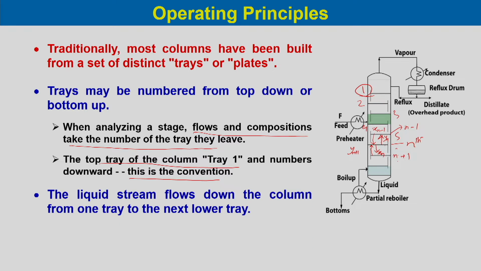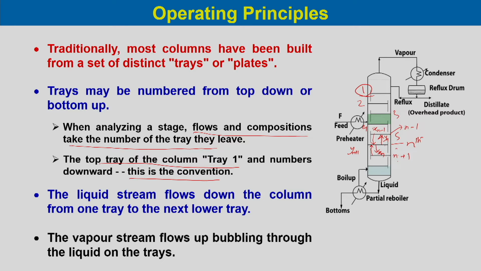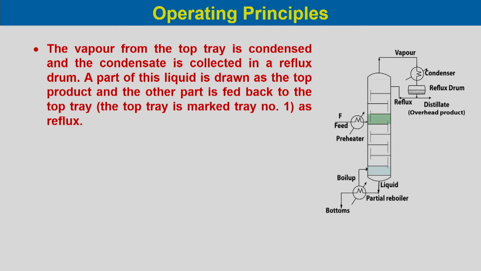The liquid streams flow down the column from one tray to the next tray, and the vapor flows up, bubbling through the liquid on the trays. Now, the vapor from the top tray is condensed and the condensate is collected in a reflux drum. You can see the vapor coming at the top of the column, there is a condenser here and there is a reflux drum over here. So, you condense the vapor with the condenser and then it goes to the reflux drum. So, this is the reflux drum.